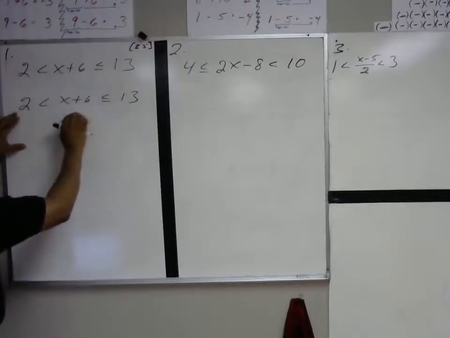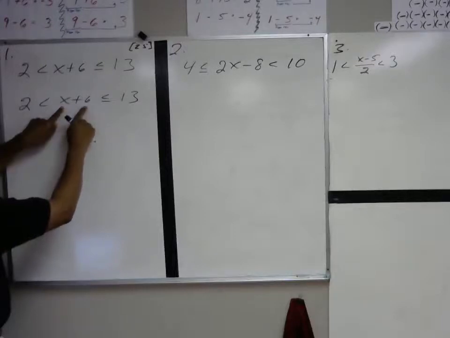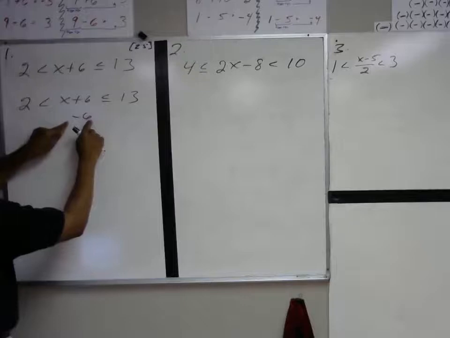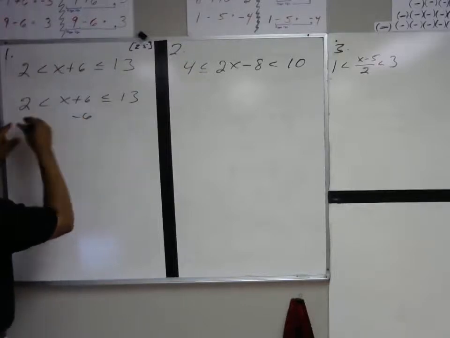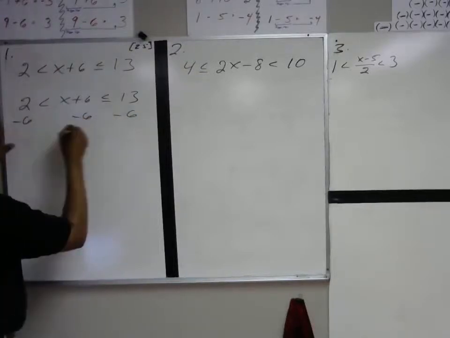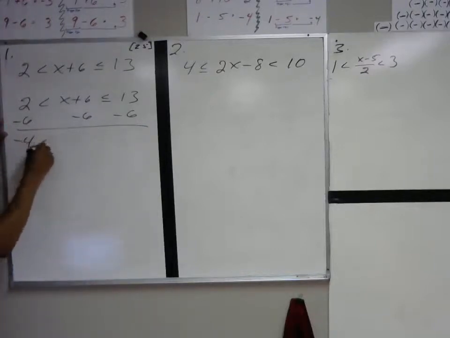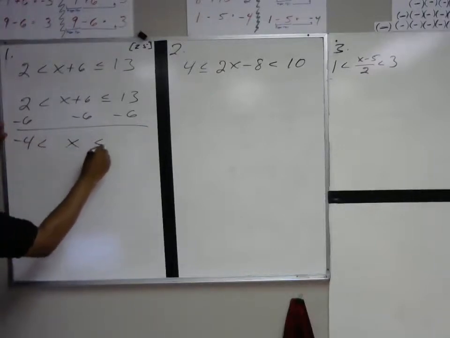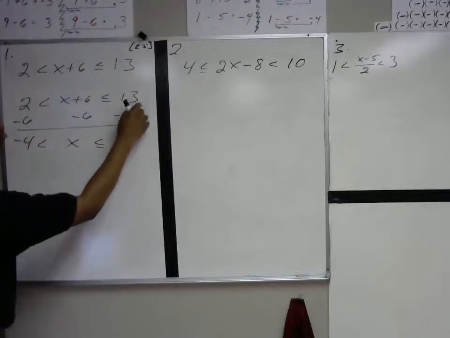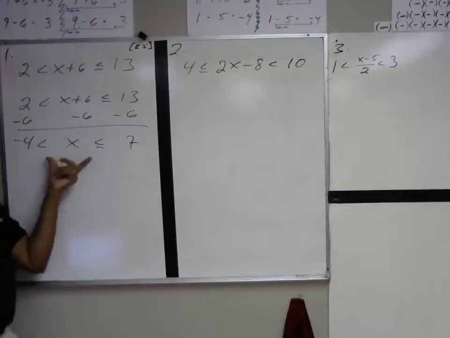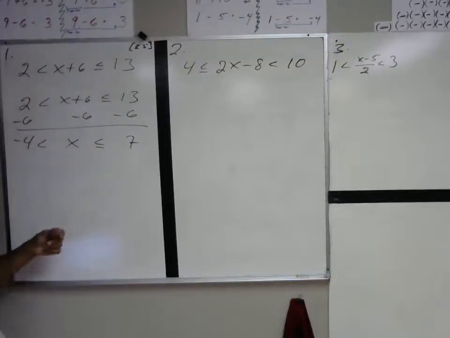Then we're going to solve for x in the middle. So we have an adding 6 here, we're going to make it subtracting 6. Whatever you do on the inside, you do on the outside. So minus 6 here, minus 6 there. What we end up with is negative 4 less than x less than or equal to 7. Okay, and this is your set notation solution.